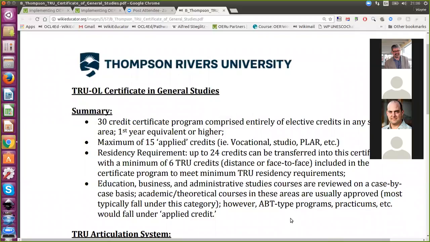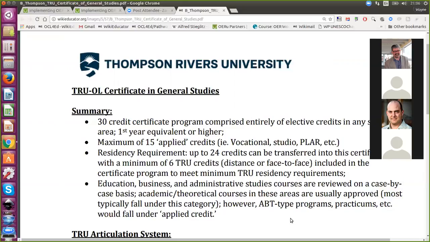PLAR or applied studies or studio vocational level, that sort of thing. But the other 15 credits need to come in as transfer credit, because a student needs to establish a 2.0 minimum GPA. Right?